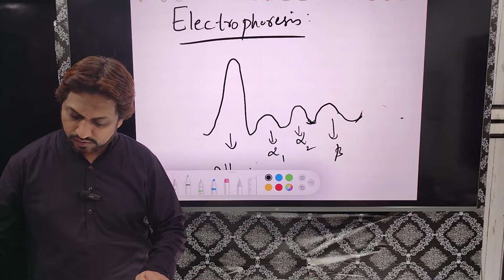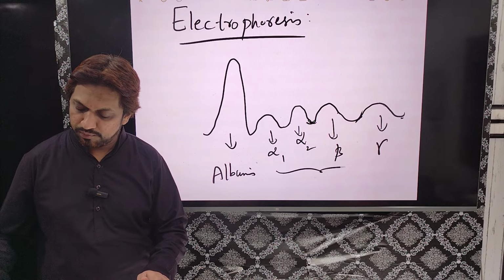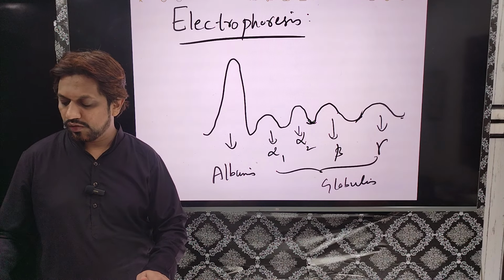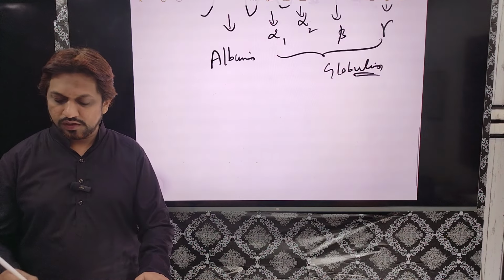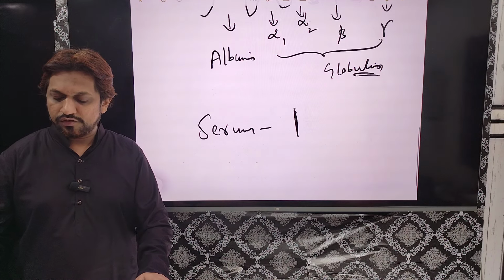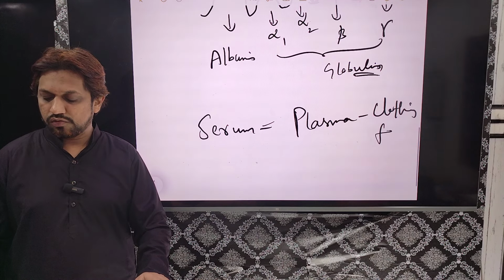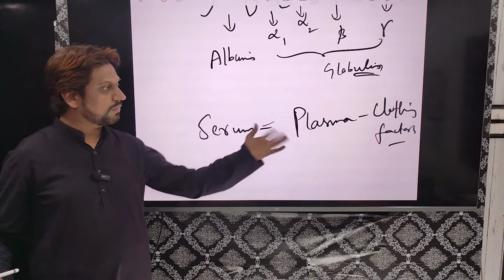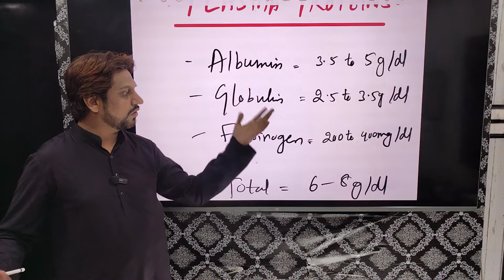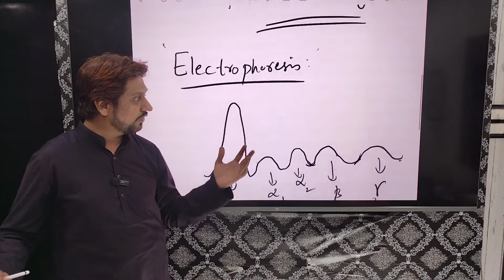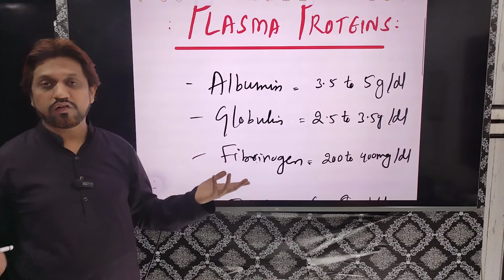In this electrophoretic pattern, you can see there is no fibrinogen. We are just seeing the albumin and globulin, because most of the time it is a serum sample. You know the difference between serum and plasma. Serum is plasma minus clotting factors. Fibrinogen is a clotting factor, so simply, serum is plasma minus fibrinogen. Serum contains albumin and globulin, with fibrinogen deducted. Plasma is serum plus fibrinogen, that is, the clotting factors.